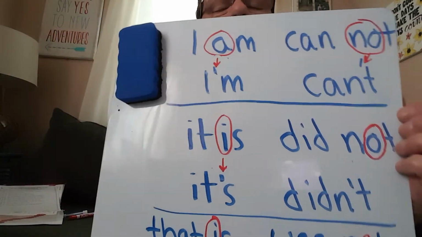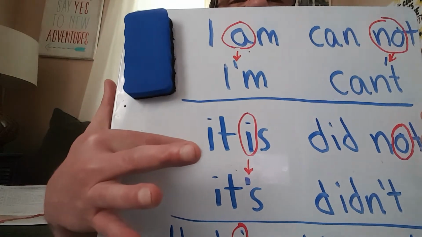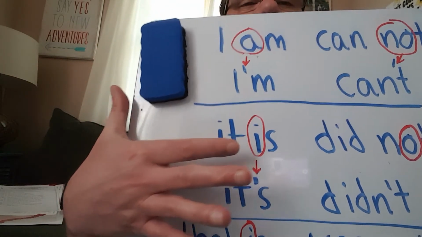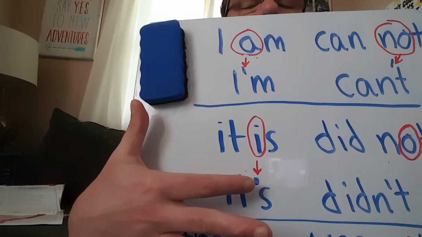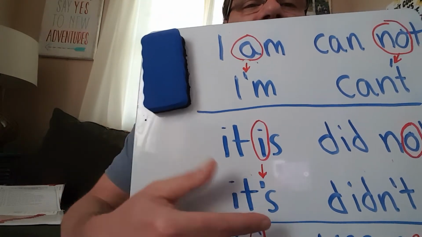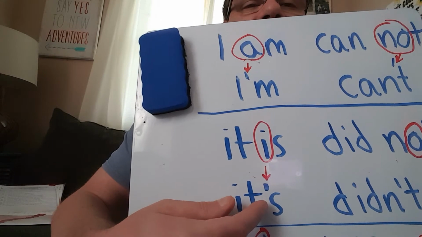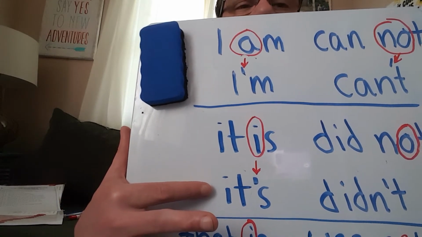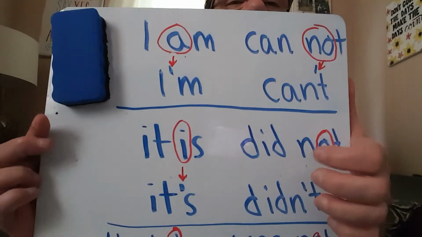Okay, ready? Here's another one. It is. It is. We remove that I in is. We instead make an apostrophe there, and we just squish all those letters together to make one word. It's. It's a beautiful day. Let's look at another one.